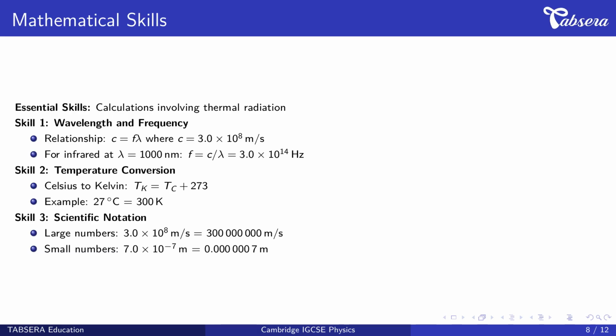To convert Celsius to Kelvin, add 273. For example, 27 degrees Celsius equals 300 Kelvin. This is important because many thermal radiation equations use absolute temperature. Third, scientific notation. Large numbers like the speed of light are written as 3.0 times 10 to the power 8 meters per second. Small numbers like infrared wavelengths are written as 7.0 times 10 to the power minus 7 meters.